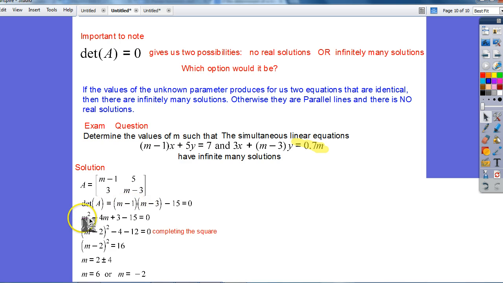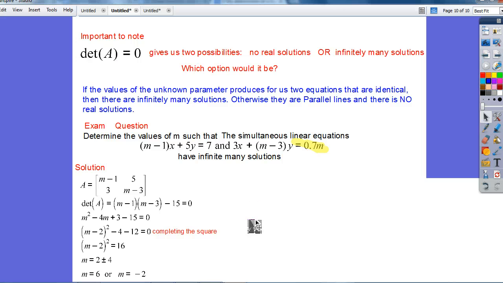Expand the double brackets, then simplify a little bit, and we're going to see that we can only continue to factorize if we complete the square. So completing the square gives us that. Minus 16 there, add the 16 to the other side, gives us that one. Square root both sides, square root of 16 is positive or -4. And then we add the 2 to the other side, so we get a positive 2. Two options: m equals 6 or m equals -2.